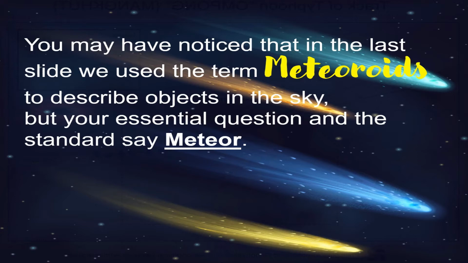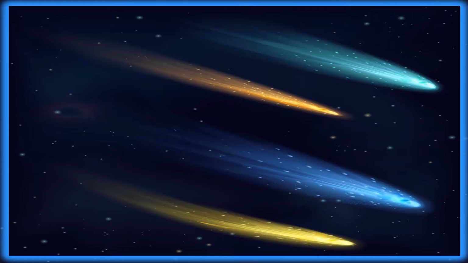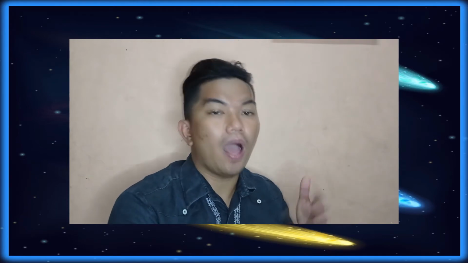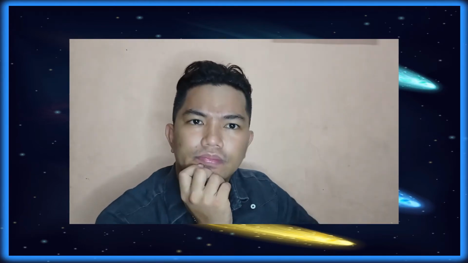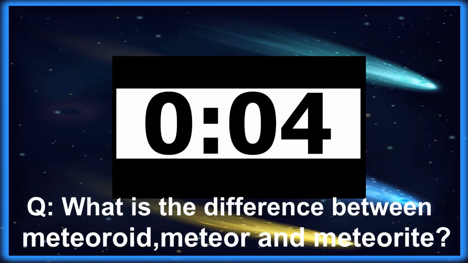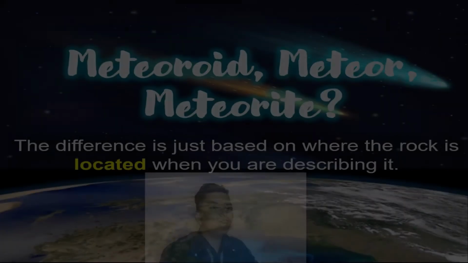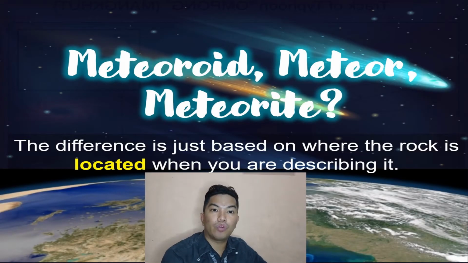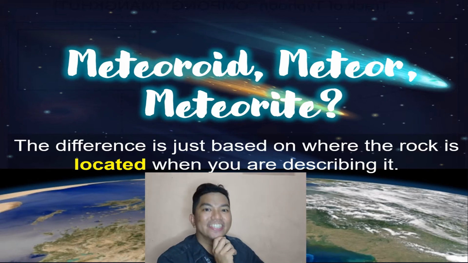These terms describe objects in the sky, but your essential question says meteor. The question is, what is the difference between meteoroid, meteor, and meteorite? I will give you a second to answer. If you think the difference is just based on where the rock is located when you are describing it, you got it.